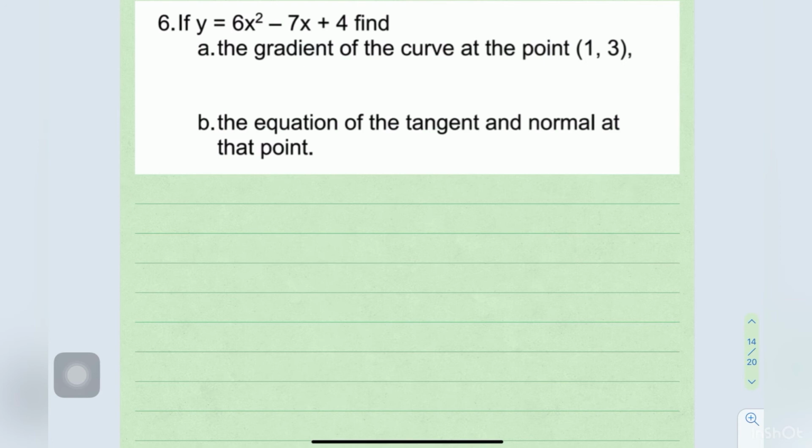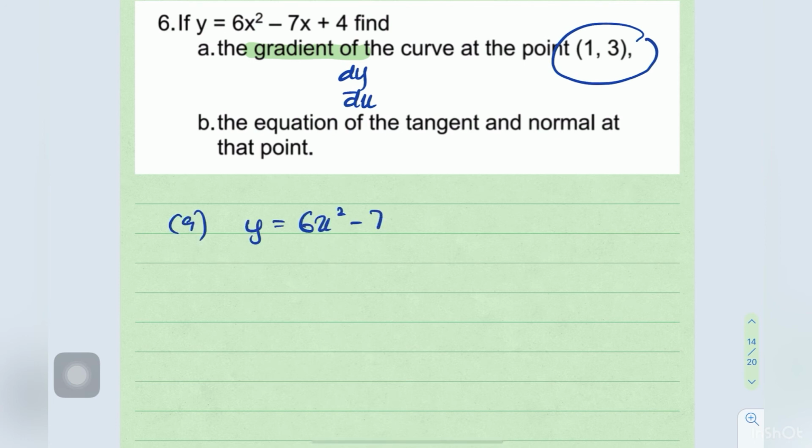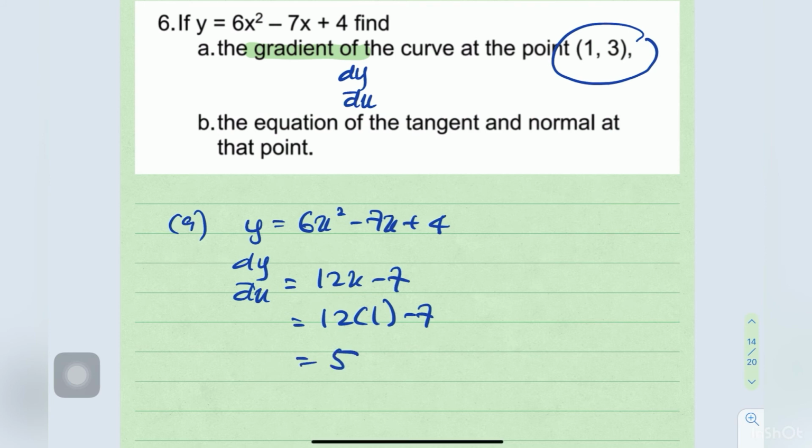Okay, the last one, question number 6. If y equals to 6x squared minus 7x plus 4, find the gradient of the curve. So gradient is dy dx at point 1, 3. So find dy dx first. Y is 6x squared minus 7x plus 4. So dy dx is 12x minus 7. X is 1, so 12 times 1 minus 7 is 5. Okay, done. This is gradient of the curve.